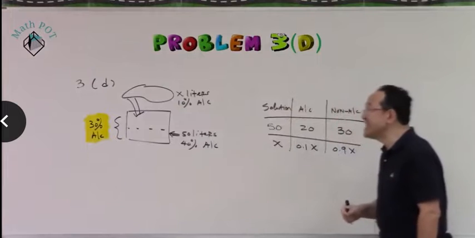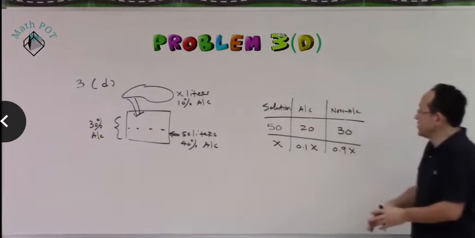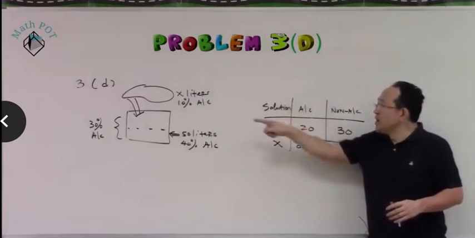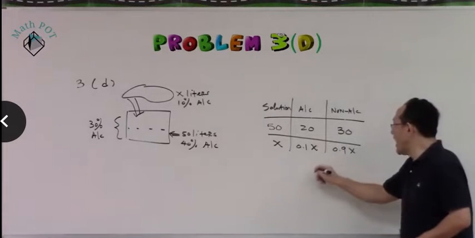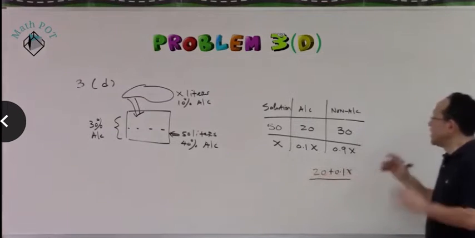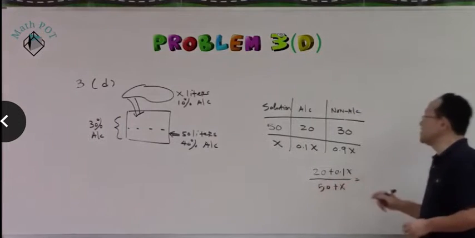So 30% alcohol. After you put everything together, the total amount of alcohol over the total amount of solution must equal 30%. That's true here, but let's figure out the equation. The total amount of alcohol is 20 plus 0.1x, over the total amount of solution, which is 50 plus x, equals 30%.